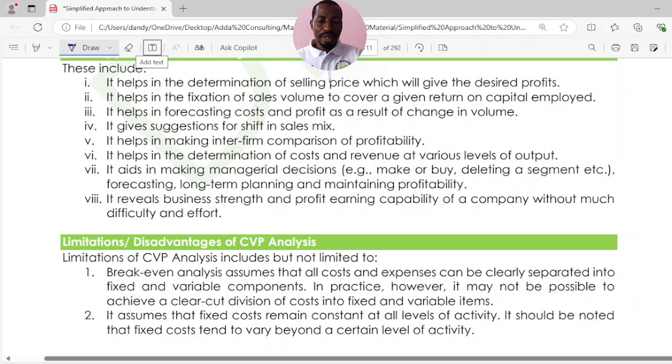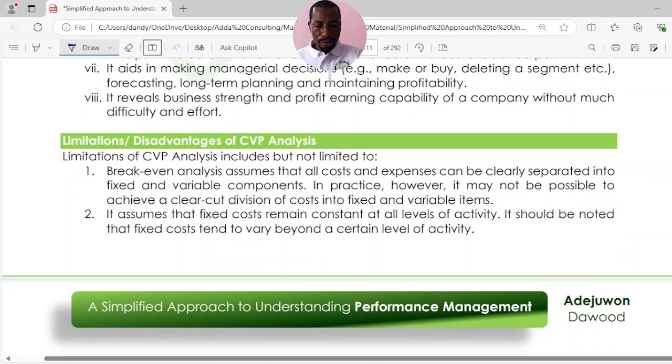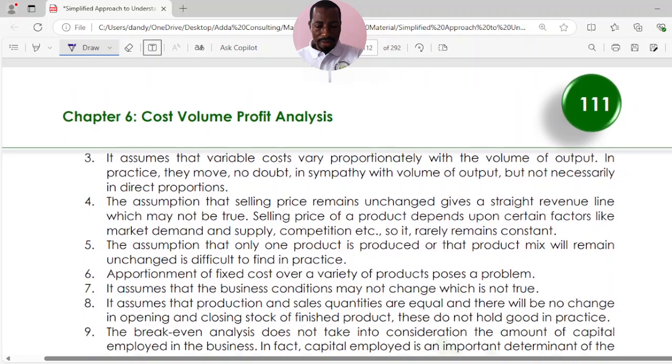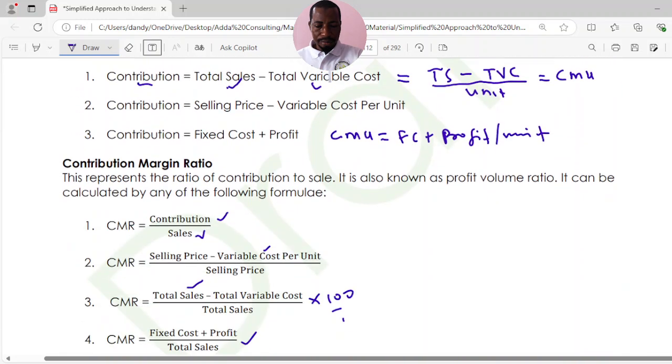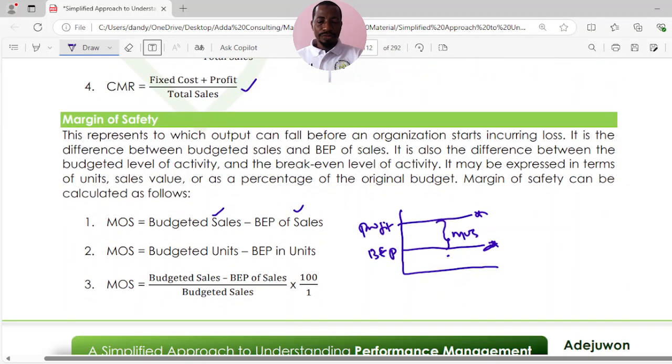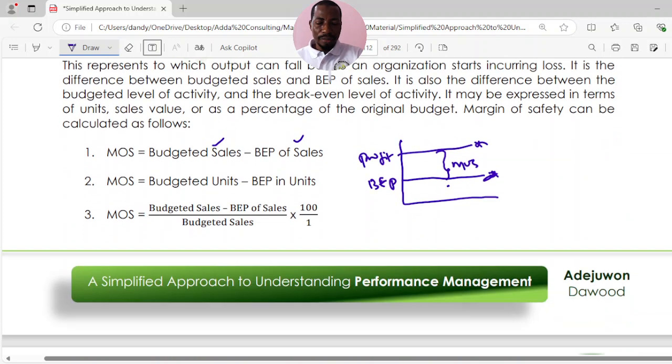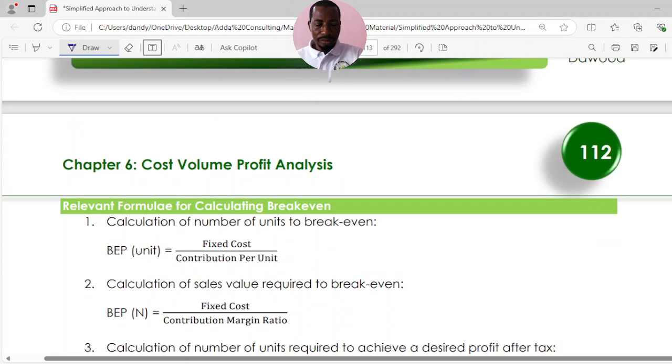So how do you determine break-even? How do you calculate break-even point? So let's demonstrate. Let's have all the relevant formulas that we can use to compute break-even analysis. There are 6 different formulas that you can use depending on the information available.